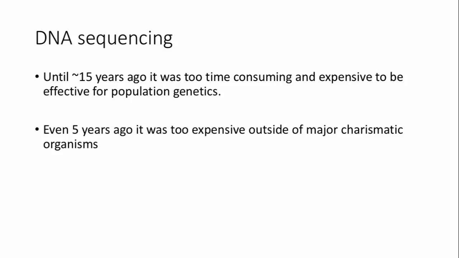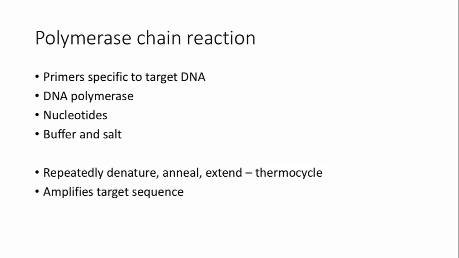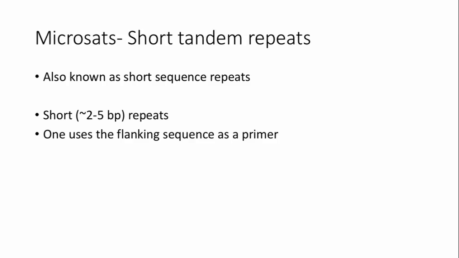So until about 15 years ago, it was simply too time-consuming and expensive to do this for more than a handful of individuals. So you could never generate the kinds of population sizes, the size of data sets that you need to do population genetics. And even 5 years ago, this was really considered too expensive. Now, key to this is the polymerase chain reaction, and it does allow one to amplify DNA. And as we've gotten better at PCR, some of the cost of Sanger sequencing has come down. But we can use the PCR reaction without actually sequencing.